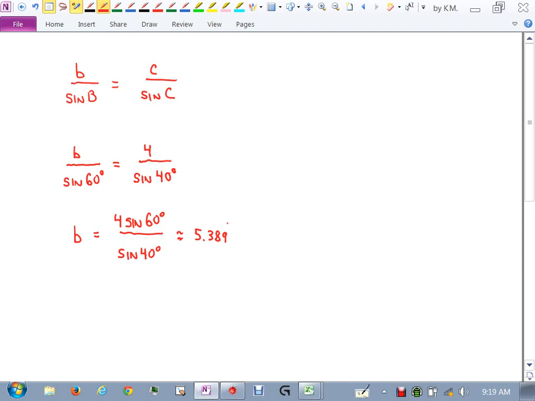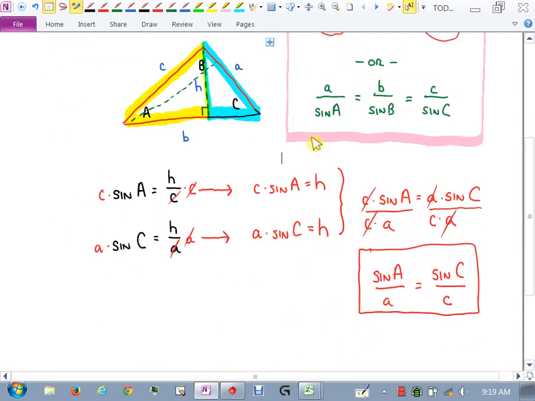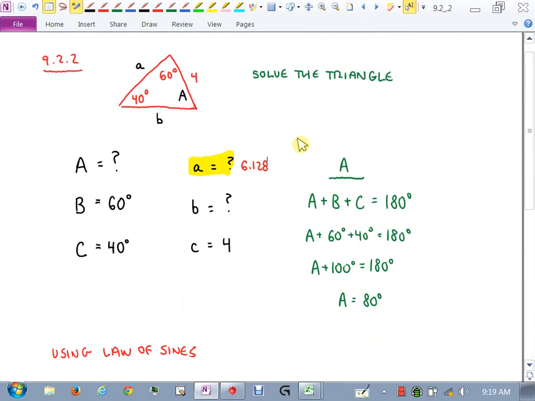So I have all my angles, right? I have all the sides. 5.389. Let me go back up here and put it in. 5.389. All right, we have solved the triangle. All right, you see the way that works? You can't do it with Pythagorean because it's not a right triangle, and so the law of sines is the most efficient way to do it.